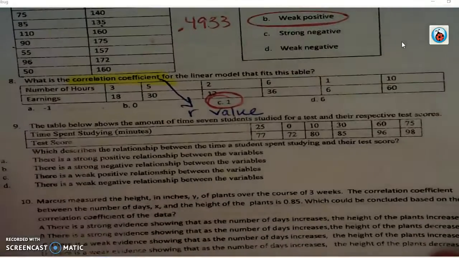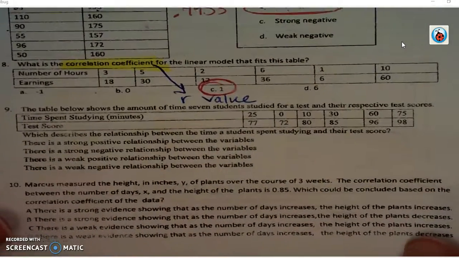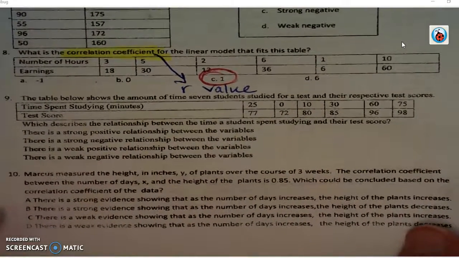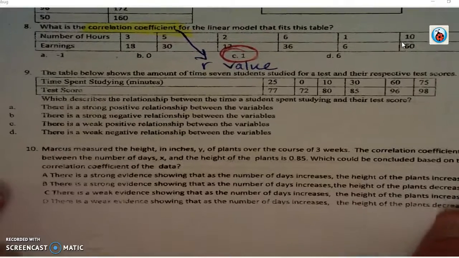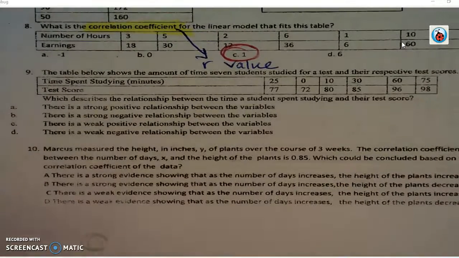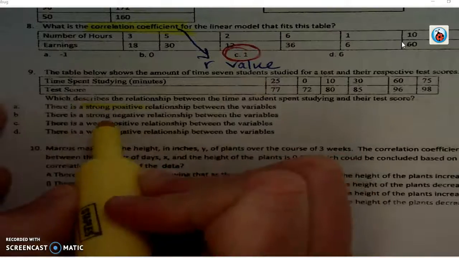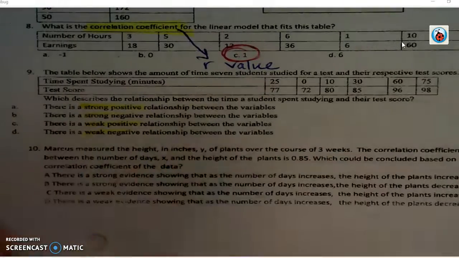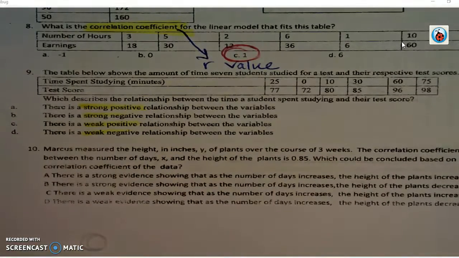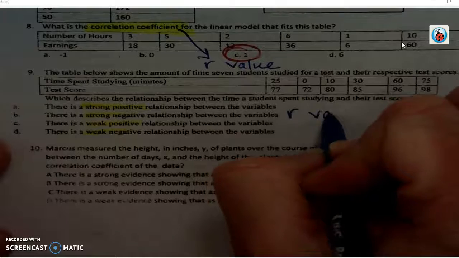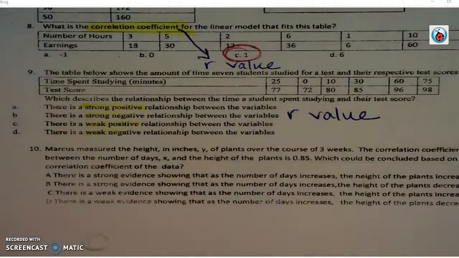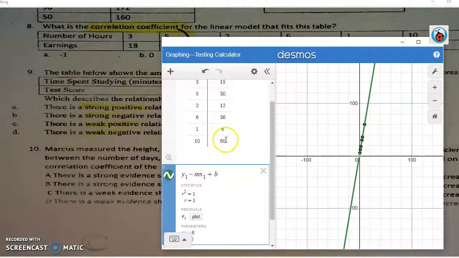Number 9, the table below shows the amount of time students study for a test and their respective test scores, which describes the relationship between the time a student spent studying and their test score. So it's asking for strong positive, weak negative, and so on. Once again, if you know the R value, you can answer that question. So we're going to put this one in Desmos.